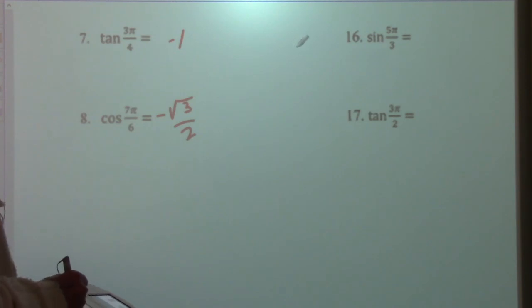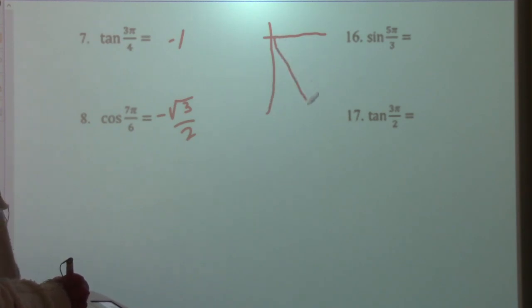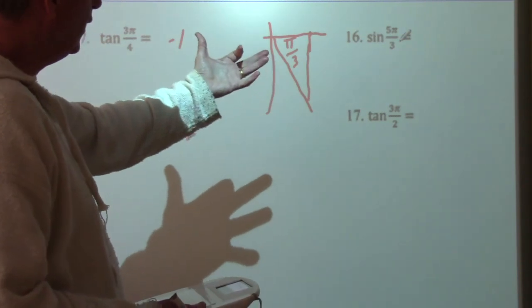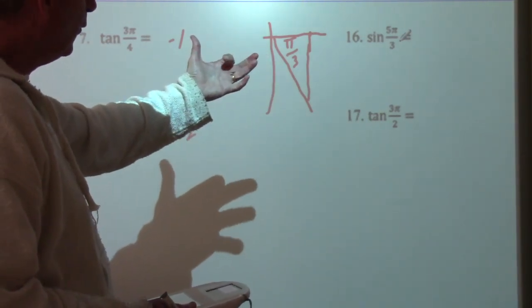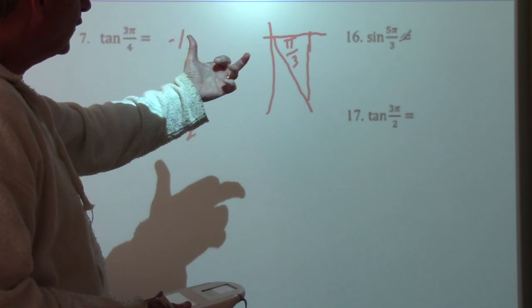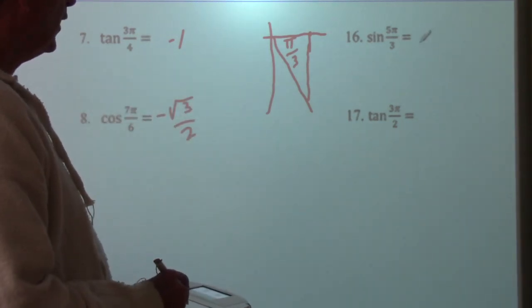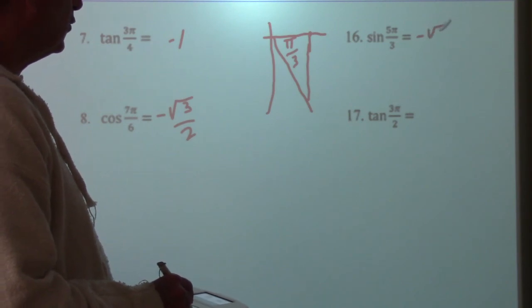This one here, 16. 5 pi over 3 is going to be right down here like this. So your reference angle is going to be pi over 3, but it's going to be negative because we're down here. That's going to be square root of 3 over 2. But we're down this way, so we have negative square root of 3 over 2.